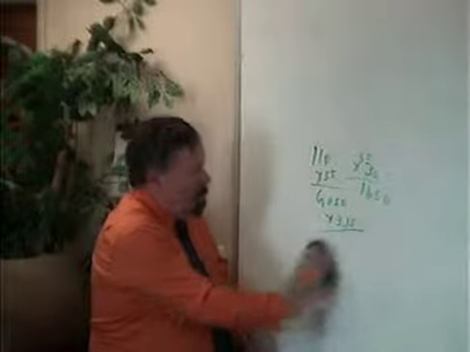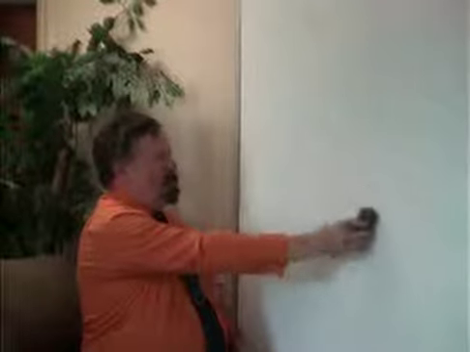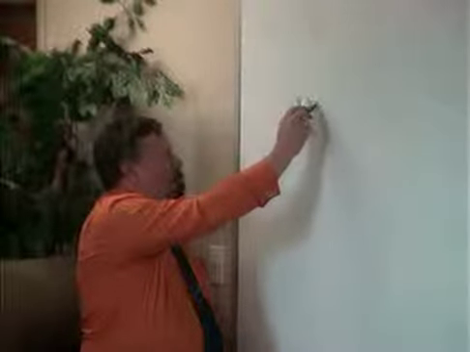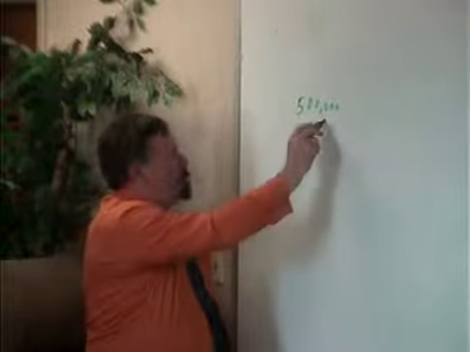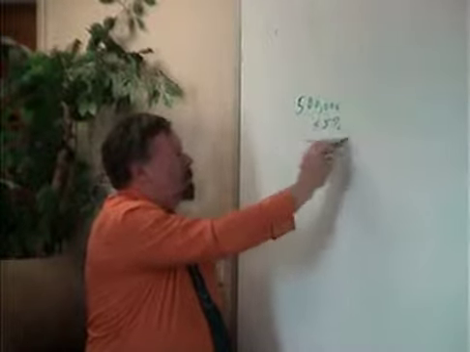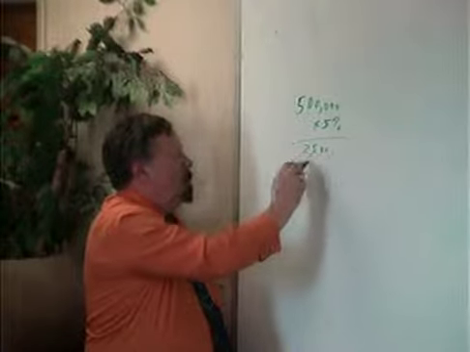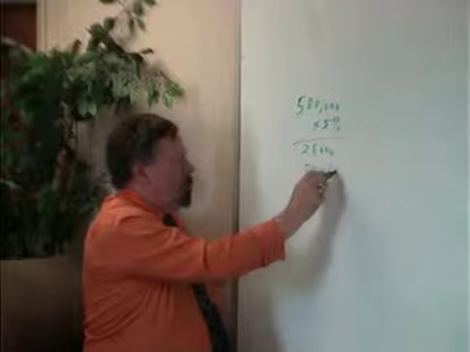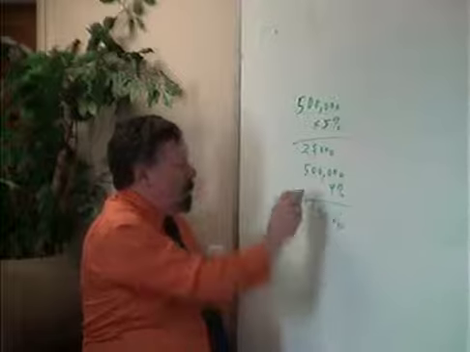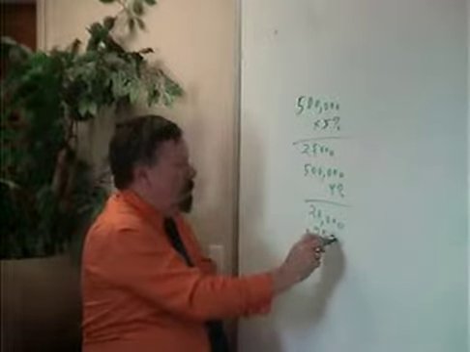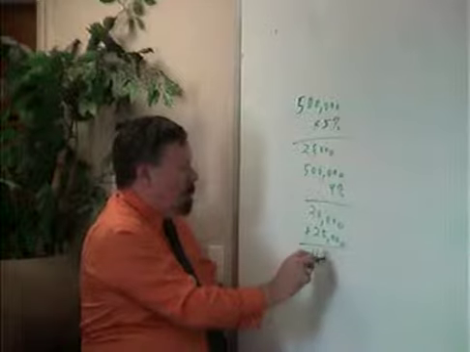Should we do that one together? Okay, I think we should too. Let's figure out how much he made on the first $1 million that he sold. He made 5% on the first $500,000, so 5% of that comes to $25,000. Then on the next $500,000, he made 4%, which comes to $20,000. So $20,000 plus $25,000, he made $45,000 on the first million.